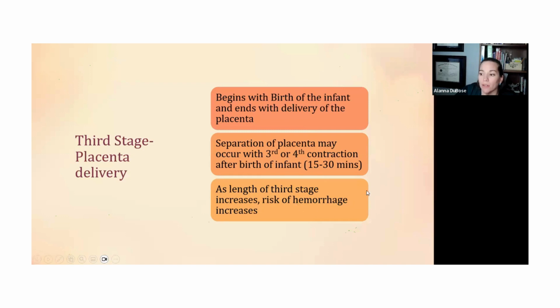As the length of the third stage increases, the risk of hemorrhage increases because if the placenta didn't separate easily and quickly from the uterus, then there might be retained pieces or just issues with the separation. It's basically like an open wound inside your uterus where the placenta was, and you could have issues the longer that goes on.